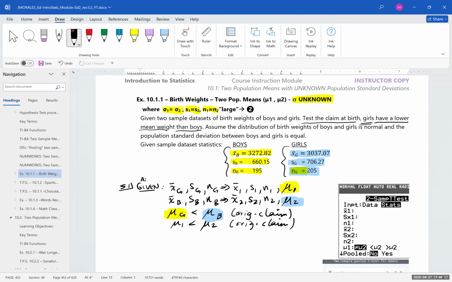The other thing too is I don't see anywhere here where it talks about confidence level. So here you'll notice that confidence level is missing, which means we can imply that the confidence level is 0.95, which then infers we're going to have a significance level of 0.05. Also, we do not know what sigma 1 and sigma 2 is. That is unknown.